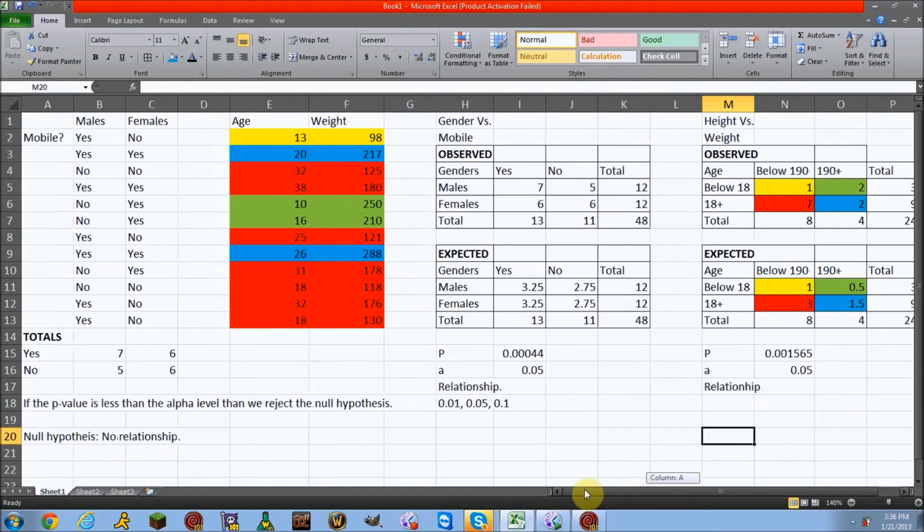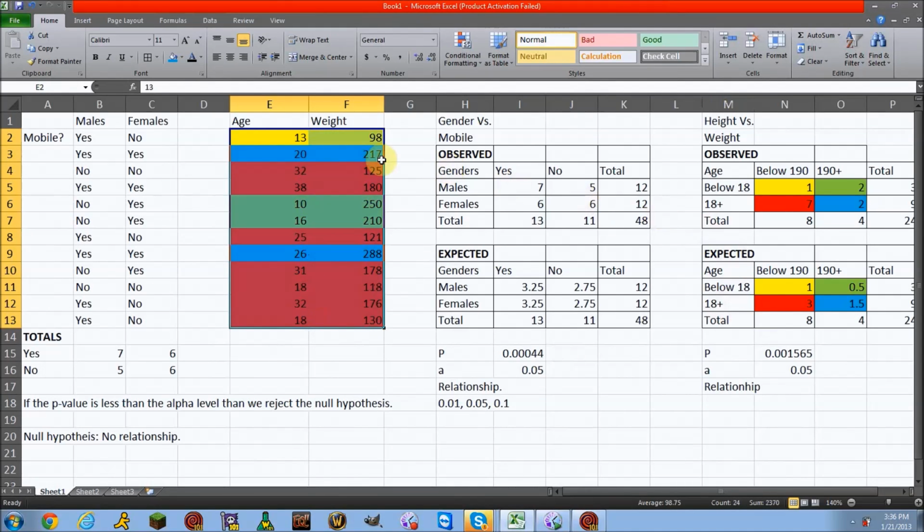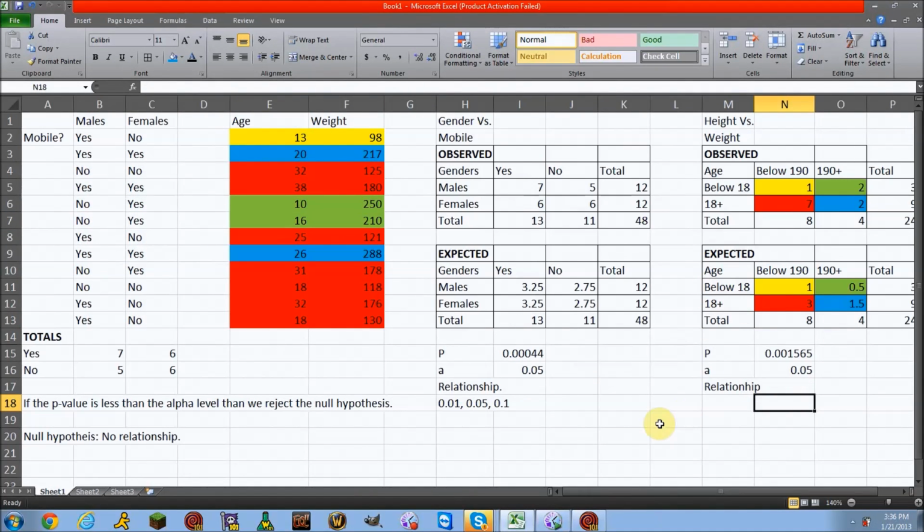Now, obviously, we don't have a lot of data. You usually do chi-square tests when you have lots of data. So this was just an example, but that is exactly how you do a chi-square test in Excel. Very simple, actually, just very time-consuming.